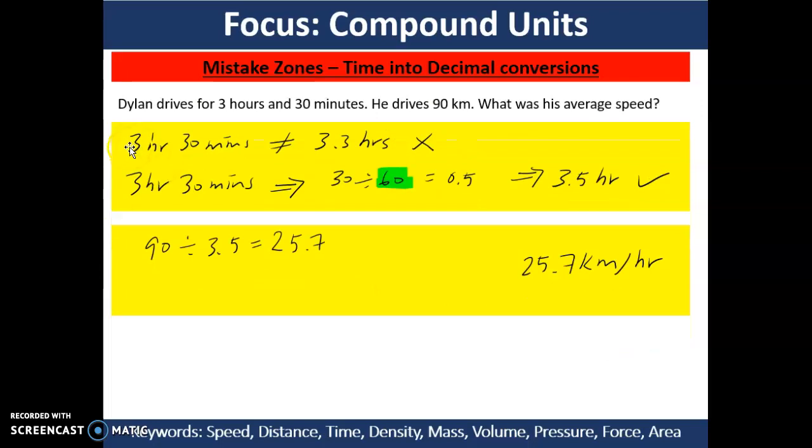Same thing for the second one. 3 hours and 30 minutes is not 3.3 hours. Instead, because it's 30 minutes, you know it takes half the clock, or in this case, 30 divided by 60 to give you 0.5, you get 3.5 hours. Again, same thing, you got this right here, divide by 3.5, and you get your average speed of 25.7 kilometers per hour, thereabouts.